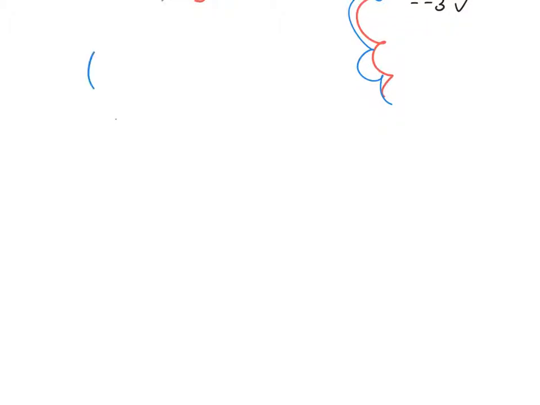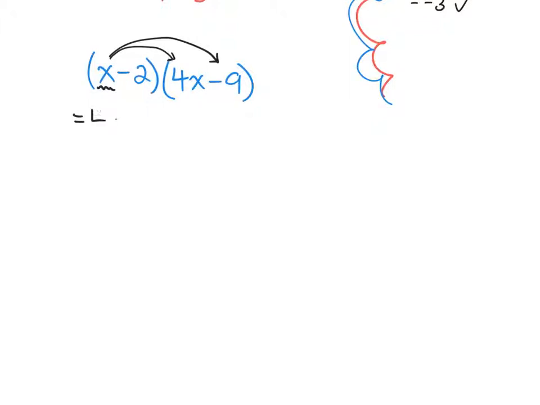Okay, so say you had x minus 2 times 4x minus 9. So there's your binomials. And you know they're binomials because they have two terms in each bracket. All right, so we're going to start with this guy, x, and multiply it by everything in the second bracket. So x times 4x would be 4x squared. x times -9 would be -9x.